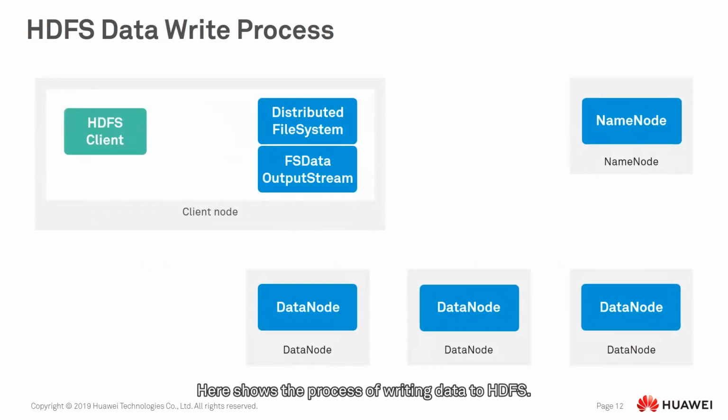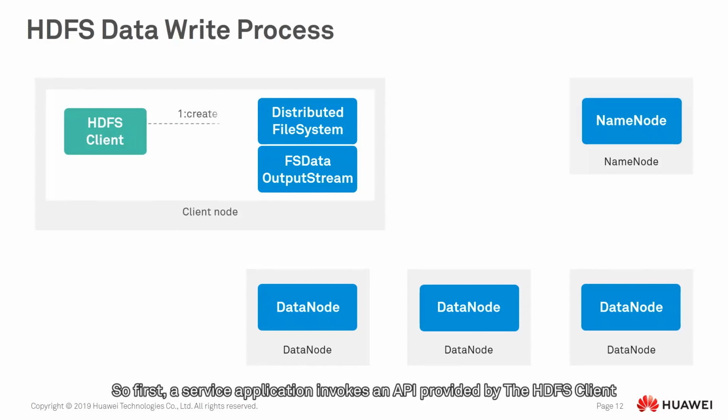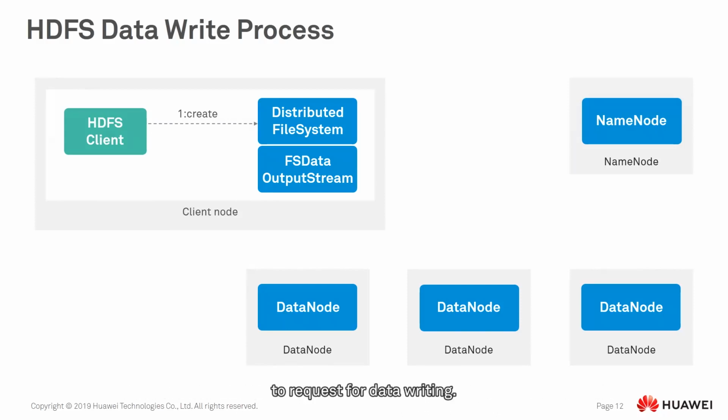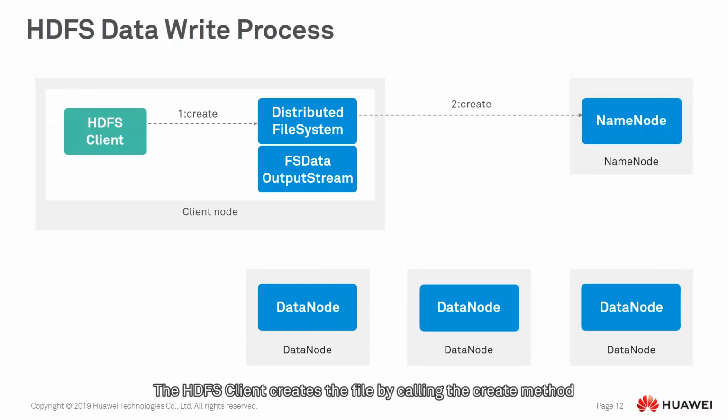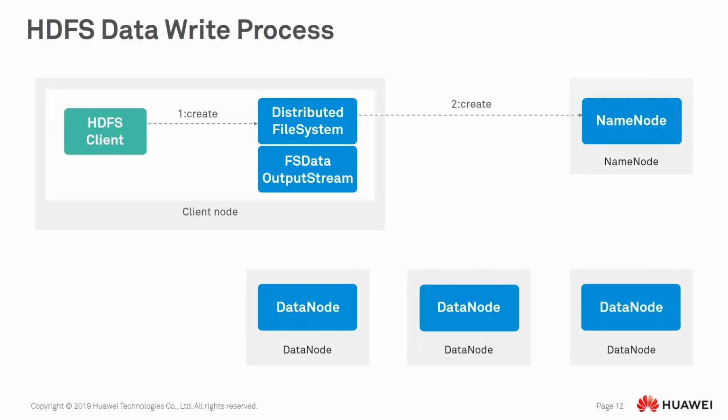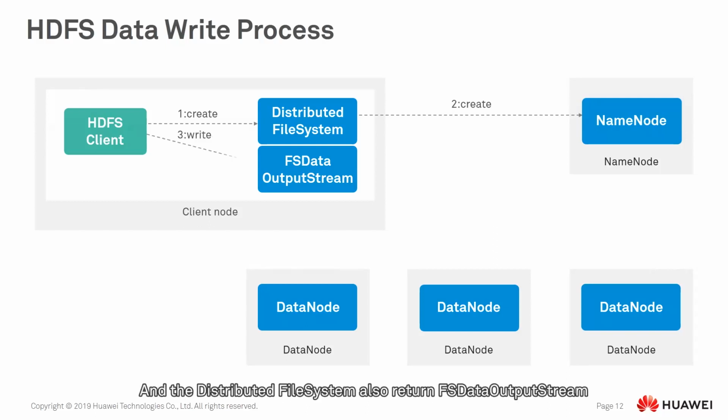Here shows the process of writing data to HDFS. First, a service application invokes an API provided by the HDFS client to request for data writing. The HDFS client creates the file by calling the create method of distributed file system. Then, distributed file system sends an RPC request to the name node to create a new file in the namespace. And the distributed file system also returns FS data output stream to the client for writing data into it.